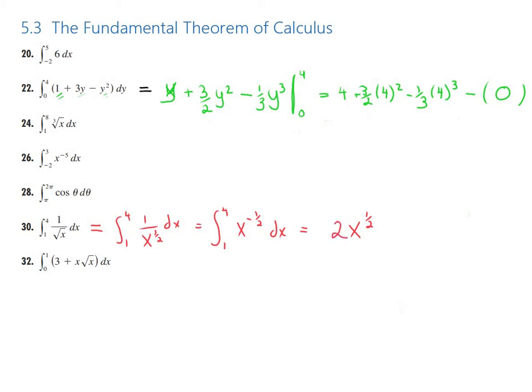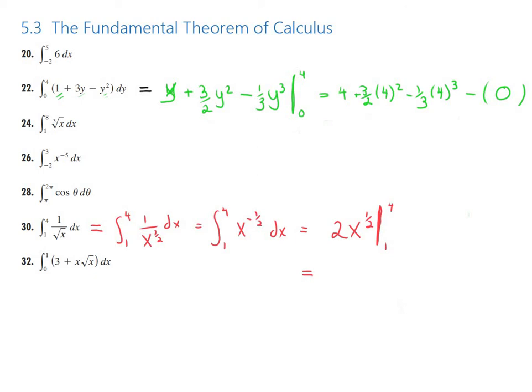So now you take the derivative of 2x to the 1/2. The 1/2 comes down, multiplies the 2, those cancel. And you just get x to the negative 1/2. So we found the proper antiderivative. And we just need to plug into that 4 and 1. So I'm going to move down here.